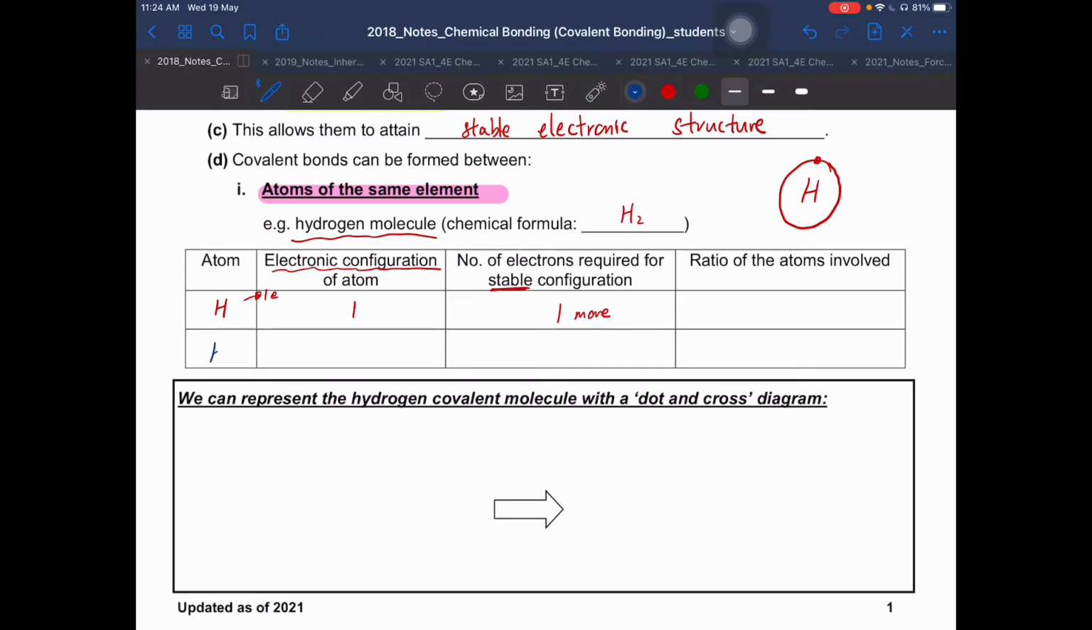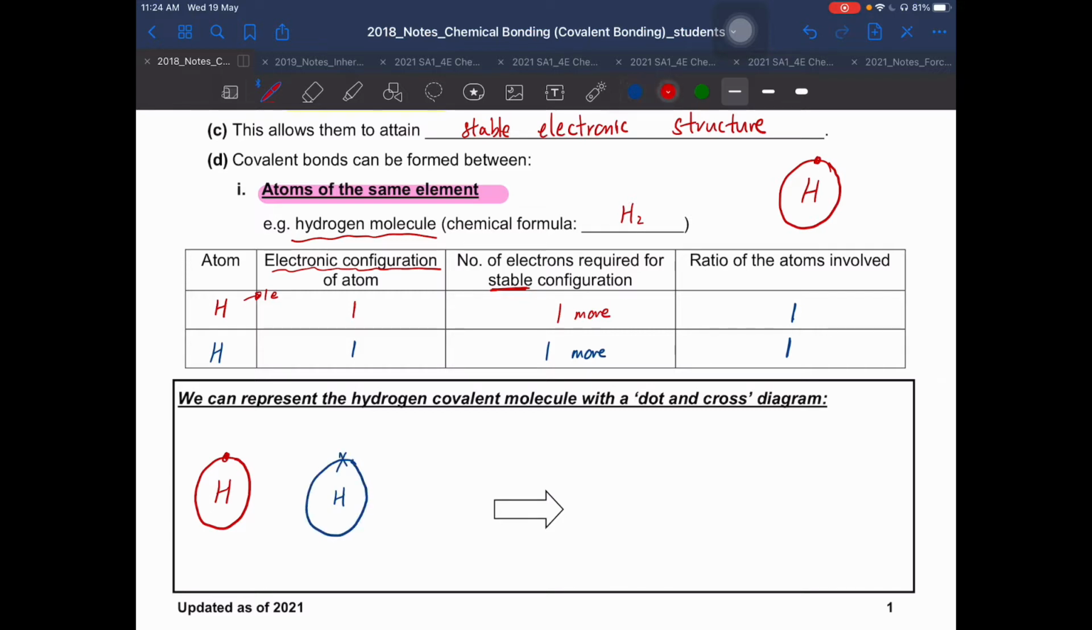Let's write it in blue. This atom will also have an electron configuration of 1, which means that you also need one more to form a stable electronic structure. So this means that when these two atoms come together in a ratio of 1:1, they will actually bond together, sharing electrons to stabilize everything. So what will this look like? One of them, we represent using the red circle. The other one, we represent using the blue circle.